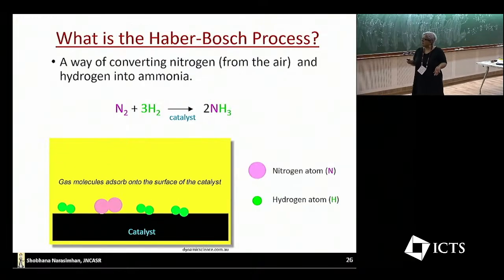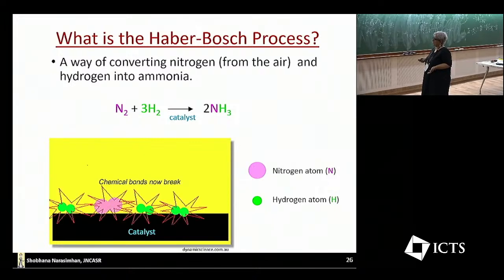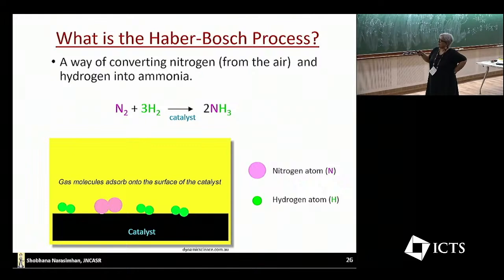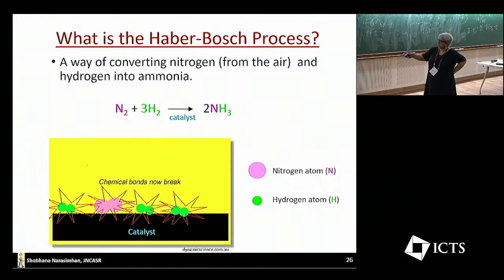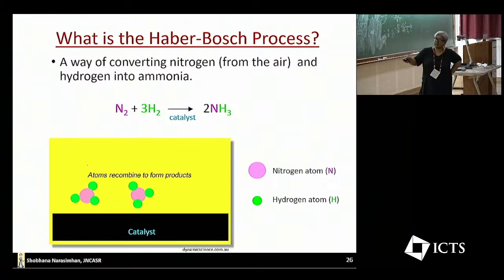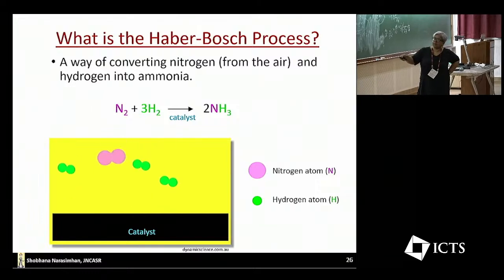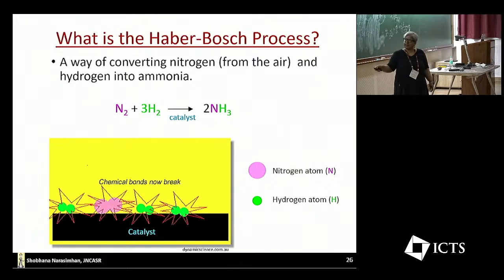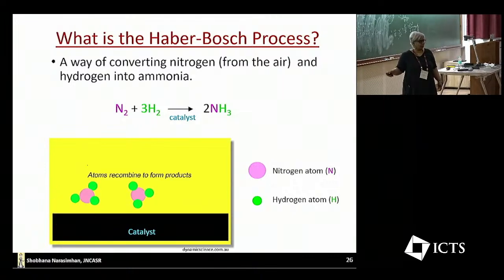So this animation shows you the Haber-Bosch process. Let me wait till it circles again. So you have nitrogen molecules and hydrogen molecules, they come and sit on this catalyst. The bonds break within the nitrogen, within the hydrogen. They recombine, form ammonia, and that leaves, okay? Now, the important thing here is that this happens easily only if you have this catalyst over here.